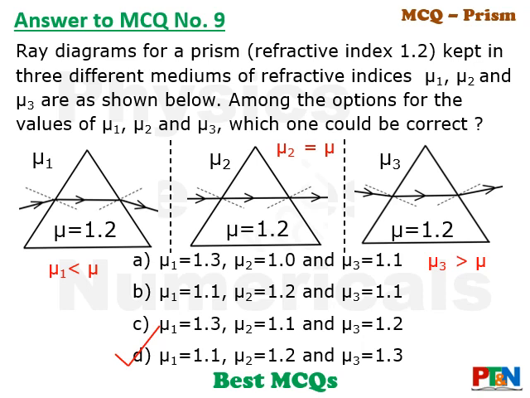And in the third case, you can see that the angle of incidence or angle of emergence is lesser than the angle of refraction. That means the outside medium is with higher refractive index. So mu3 will be greater than mu. So the answer is option D.